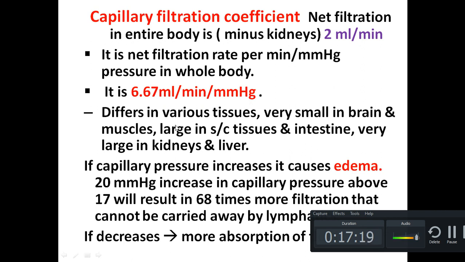So it differs in different tissues of the body. It's very small in the brain and the muscles. It's relatively larger in the subcutaneous tissues and the intestine, and it is very high in the liver and the kidneys. So if the capillary pressure increases, that will cause a condition which is known as edema.